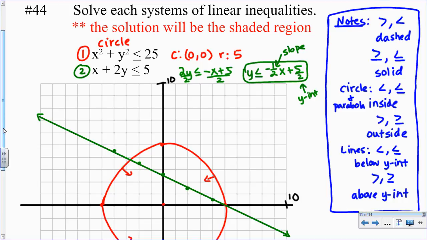All right, so looking at this line, do I want to shade above or below the y-intercept? I want to shade below the y-intercept. So here's my y-intercept, and I'm shading on this side of the line, that whole side of the line. I just use the y-intercept to tell me above or below, but my line is what cuts the graph.